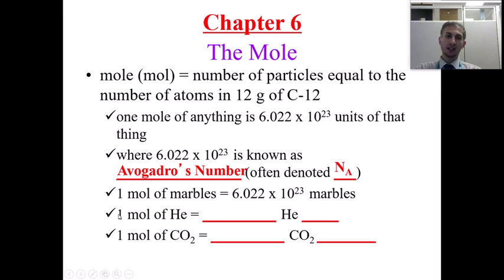Look at the example here. When we say 1 mole of helium, we are talking about Avogadro's number of helium atoms. Whenever we are talking about a mole of carbon dioxide, we are talking about Avogadro's number of carbon dioxide molecules.